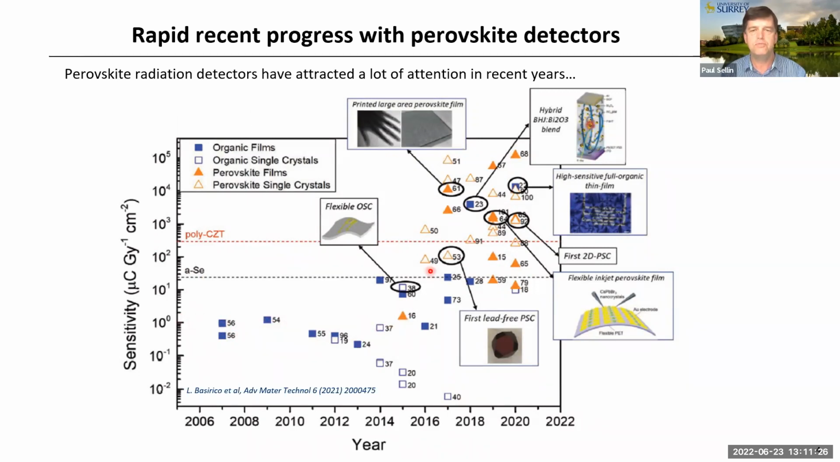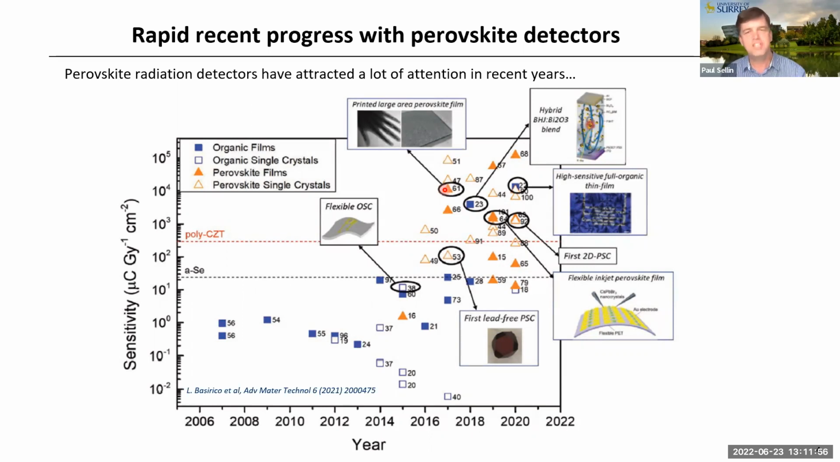And then things have really started to take off. And there are some highlights. So, for example, this one, 53, is a perovskite single crystal. And this was the first lead-free perovskite single crystal. Then we move to large area polycrystalline film. So 61 up here is a polycrystalline perovskite used for an X-ray imaging system, and you can see things continue to grow.